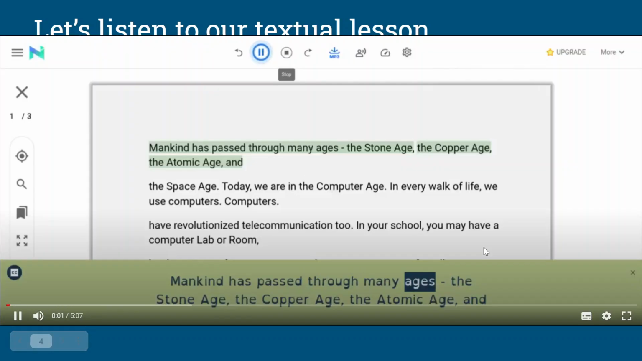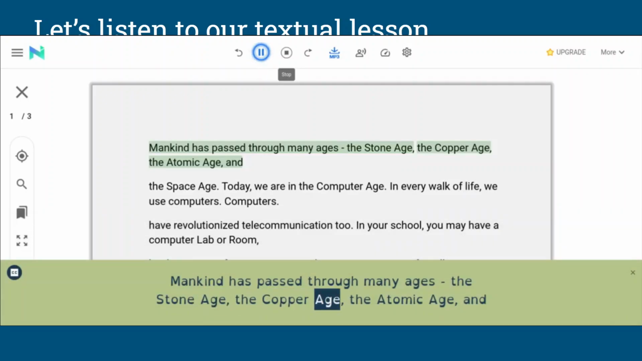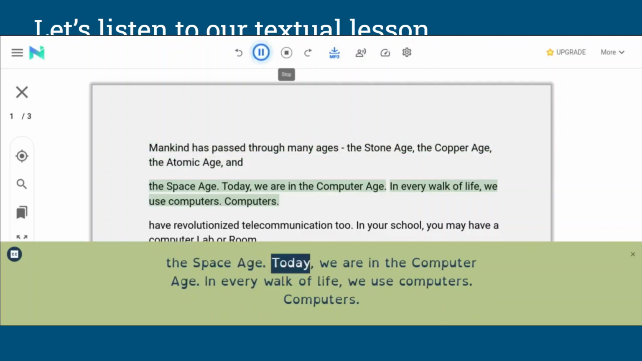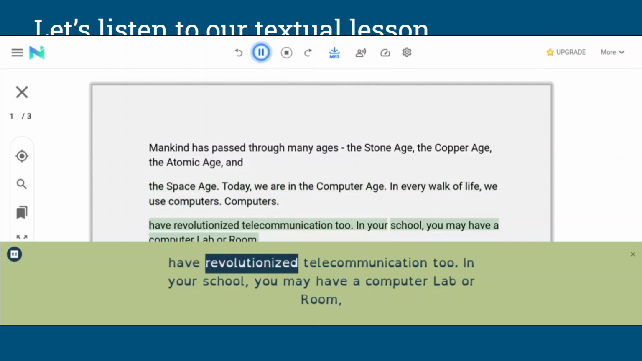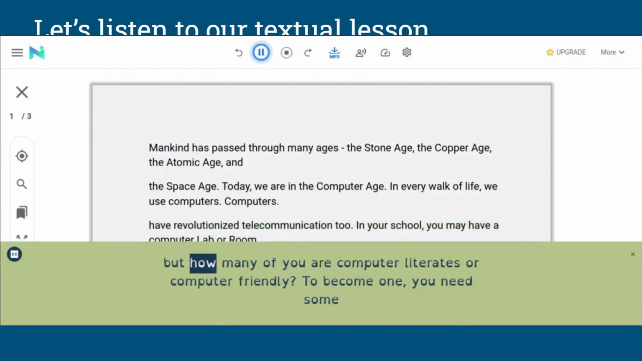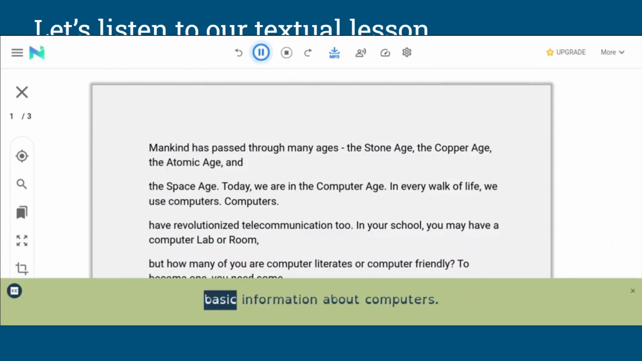Passed through many ages, the Stone Age, the Copper Age, the Atomic Age, and the Space Age. Today, we are in the computer age. In every walk of life, we use computers. Computers have revolutionized telecommunication too. In your school, you may have a computer lab or room. But how many of you are computer literates or computer friendly? To become one, you need some basic information about computers.